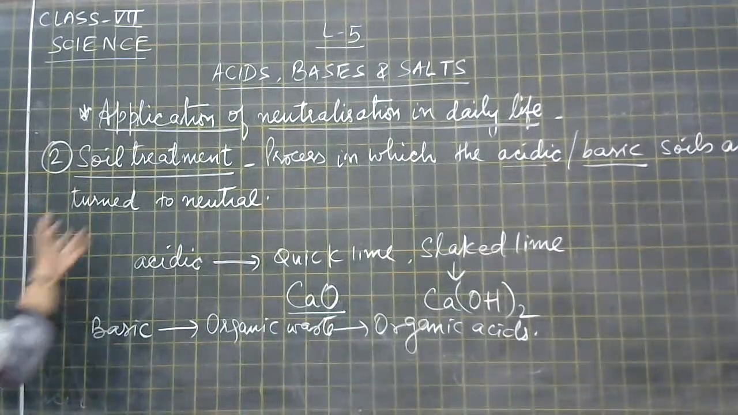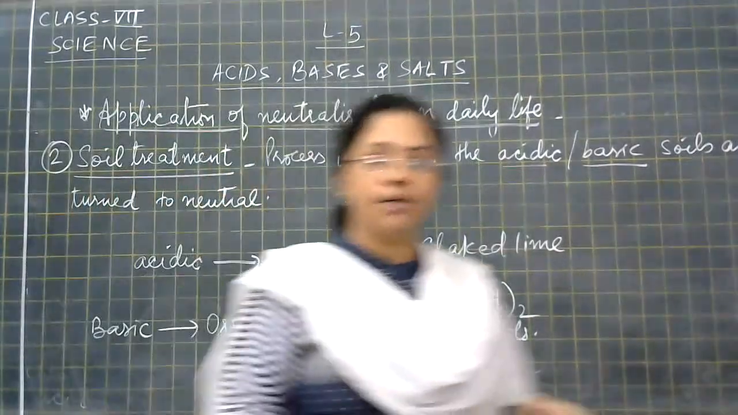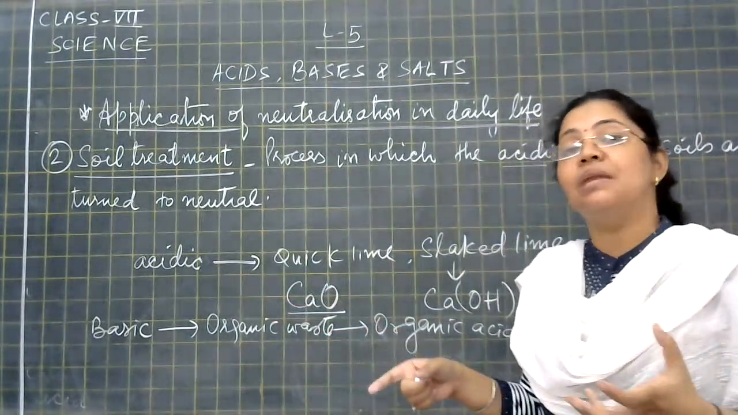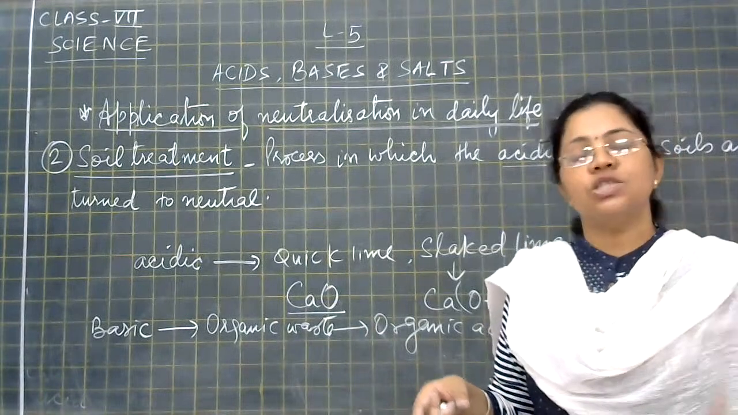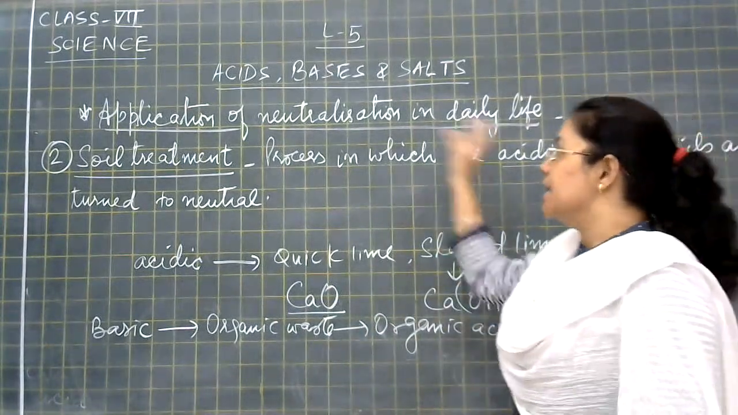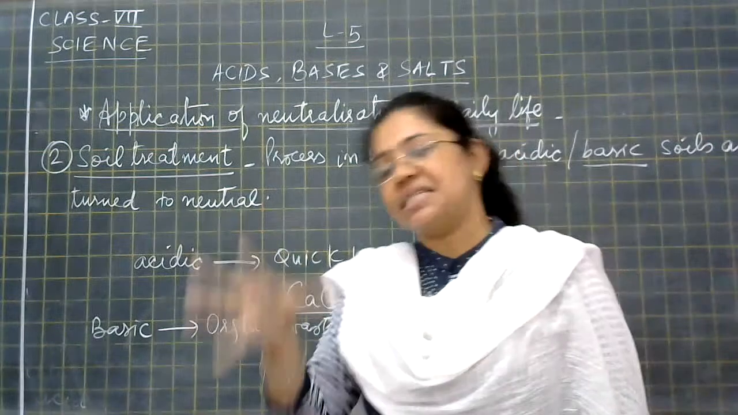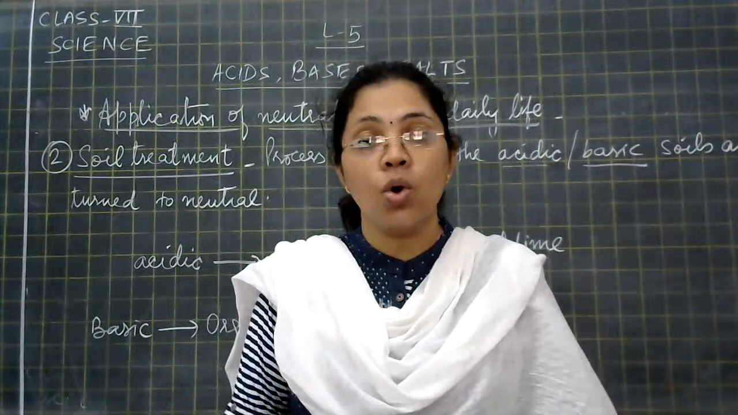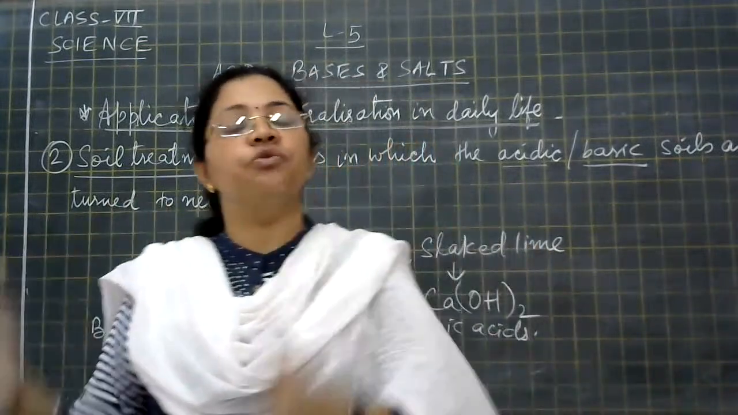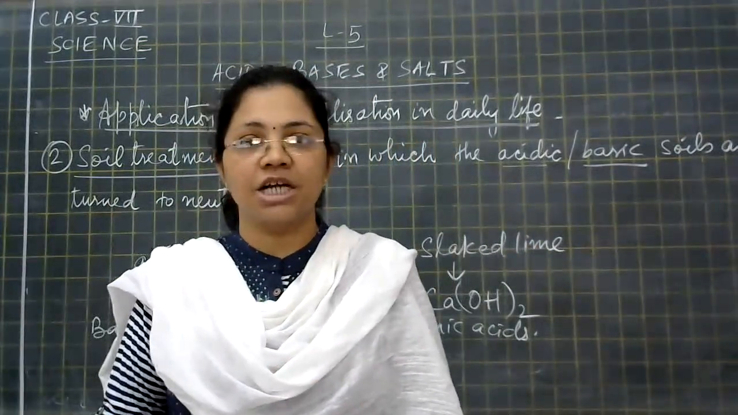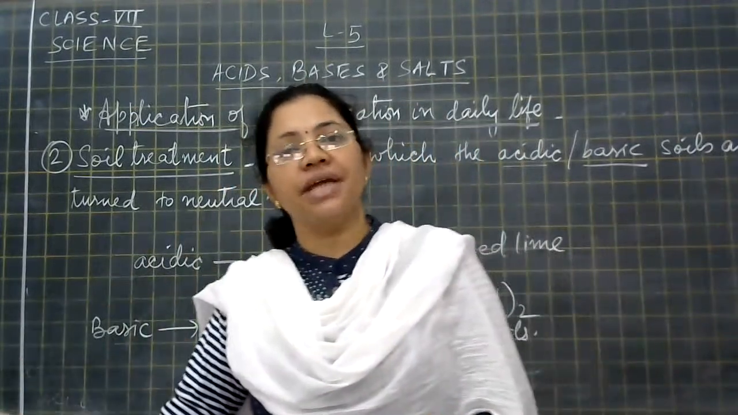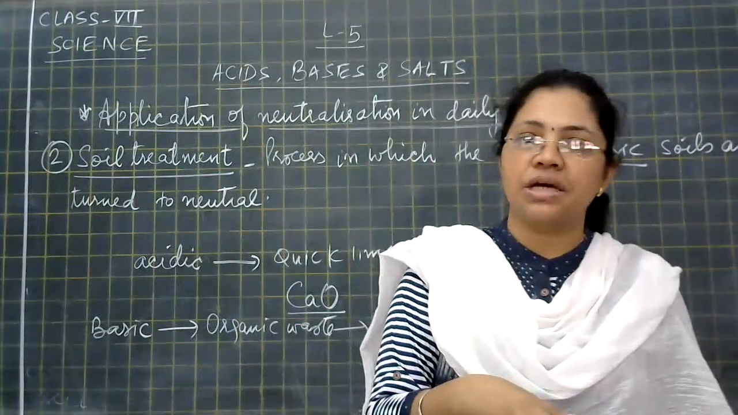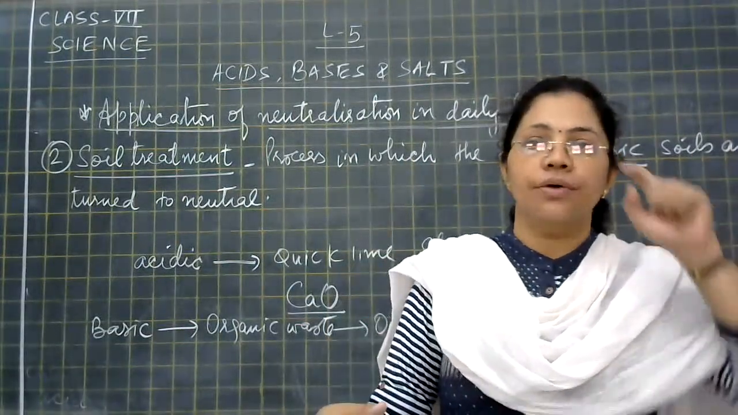So this is how soil treatment is done. From this topic, generally you get the question first: what do you mean by soil treatment? It is a process in which soils which are acidic or basic are made neutral. How? By making them react with opposite substances. If the soil is acidic, we react it with a basic substance, and if the soil is basic, we mix an acidic substance into it, so that it will become neutral, right?